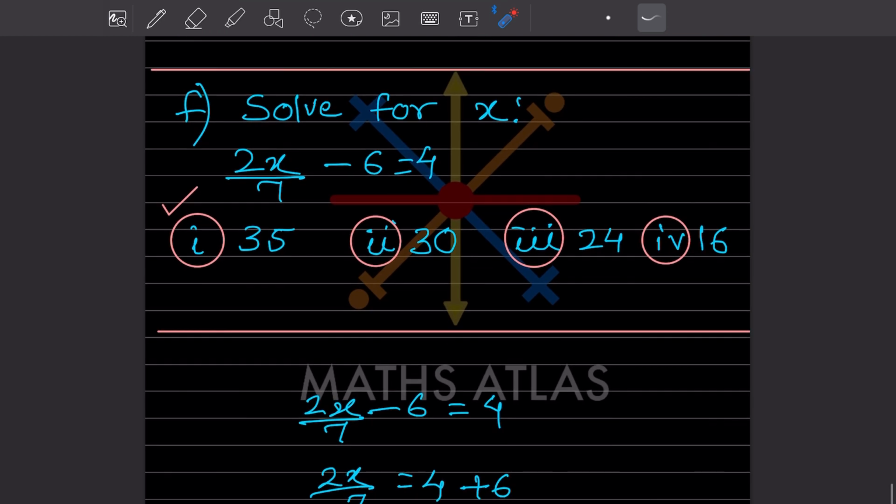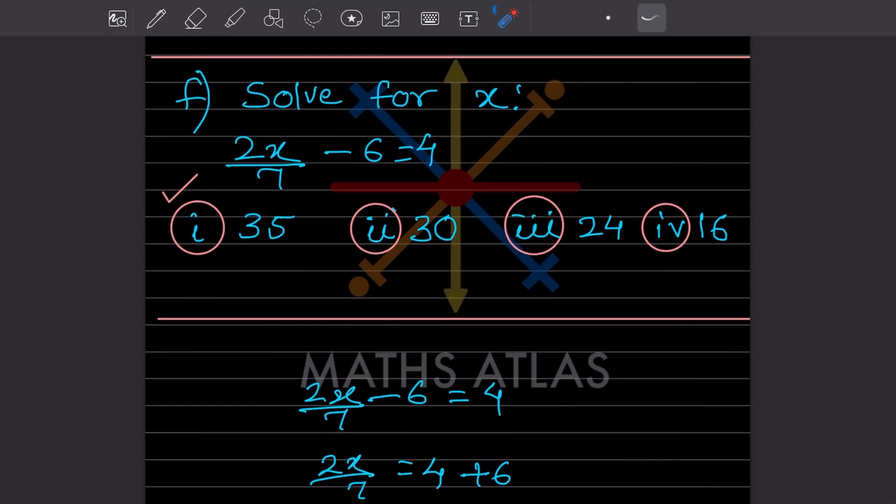Now next one, solve for x. 2x by 7 minus 6 is equal to 4.